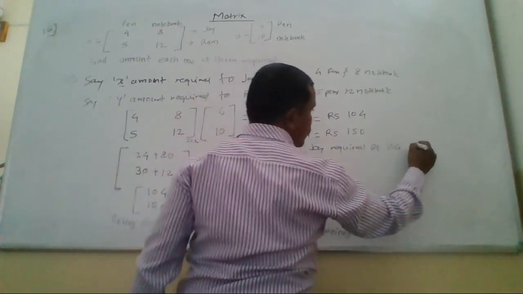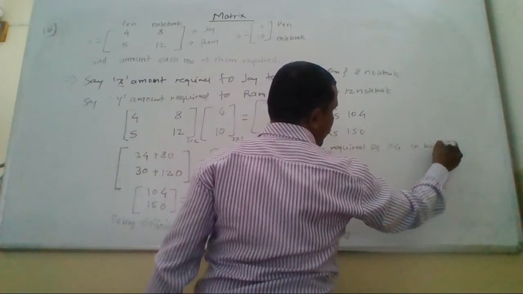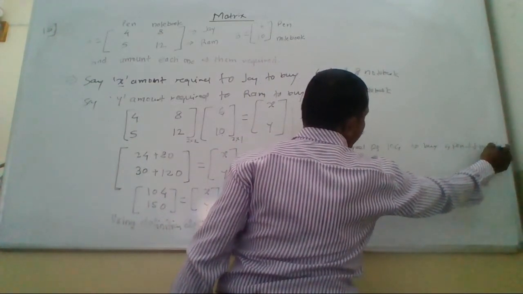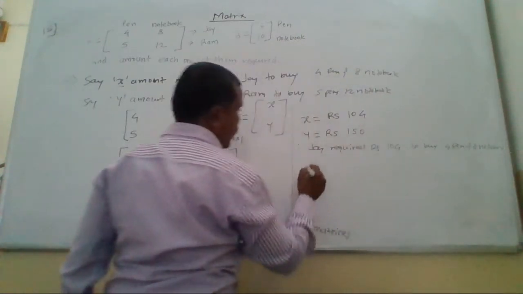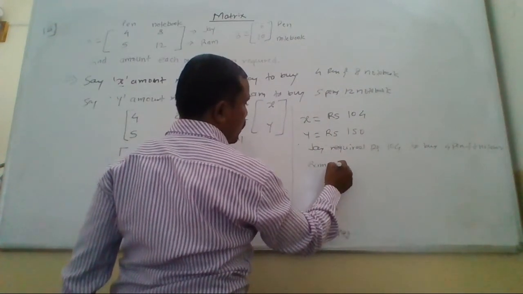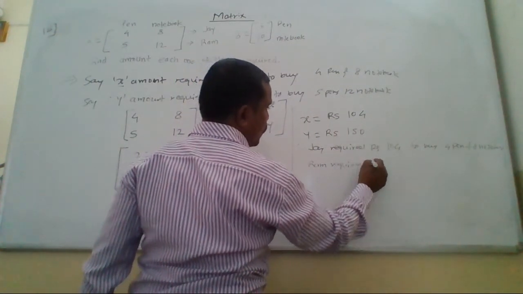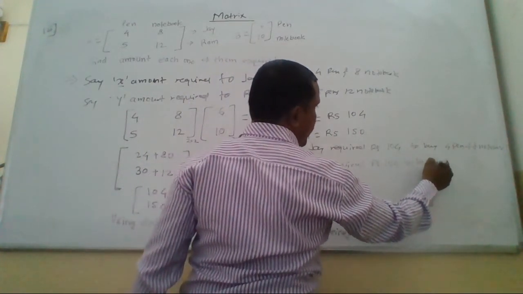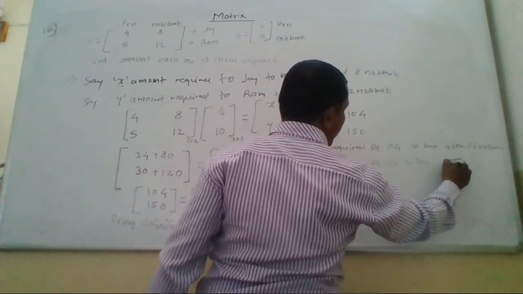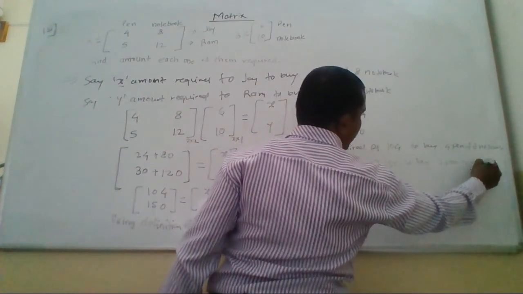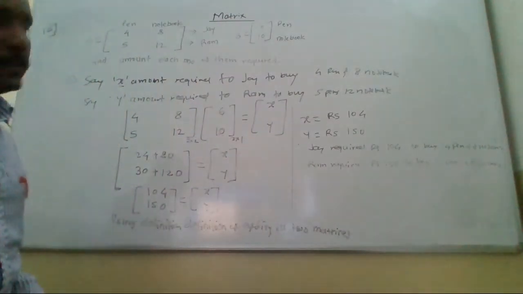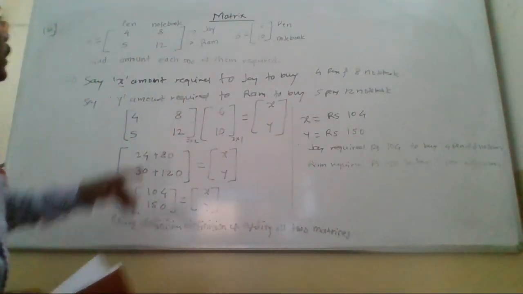So here you can write the answer. So J required 104 rupees to buy 4 pen and 8 notebook, and Ram required rupees 150 to buy 5 pen, 12 notebook. Means this is a numerical example.